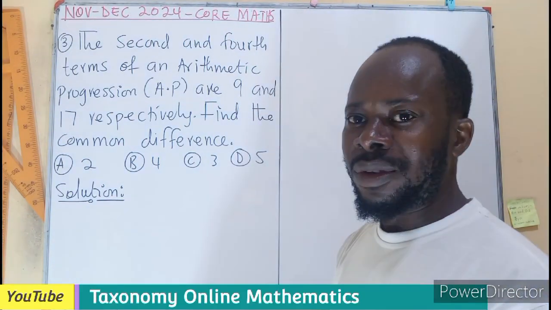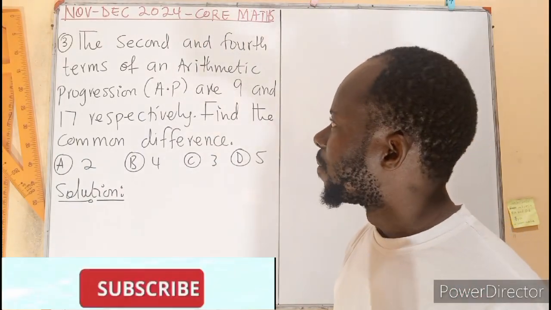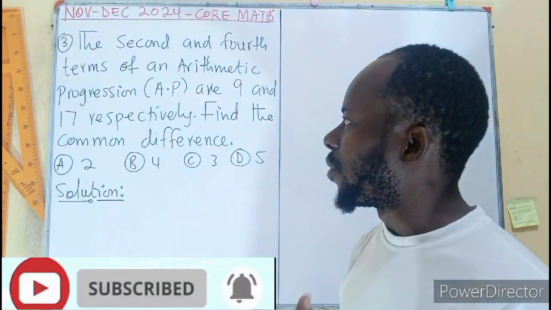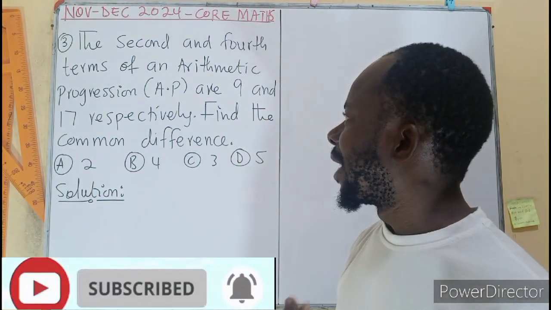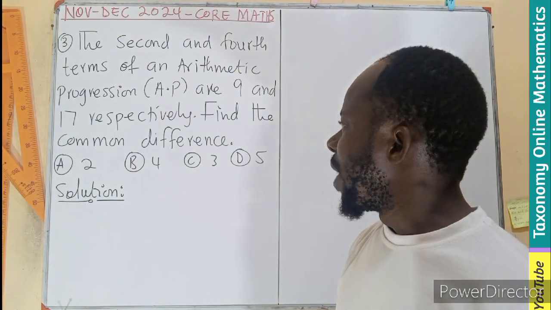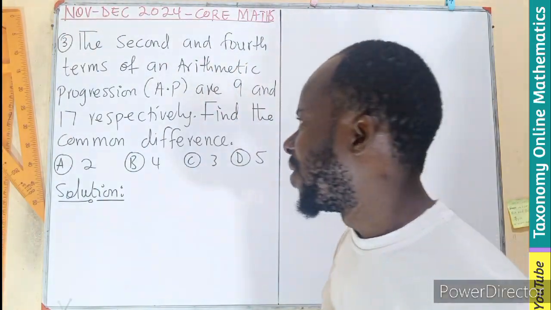We have a question on arithmetic progression, NOV-DEC 2024. The second and the fourth terms of an arithmetic progression, AP, are given as 9 and 17 respectively. We have to find the common difference, and the options are given as this.